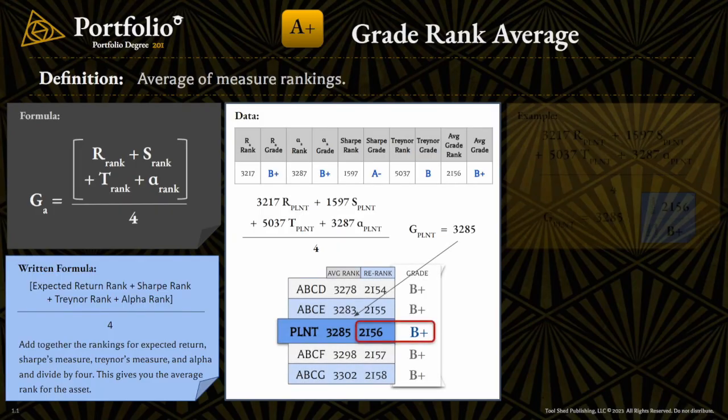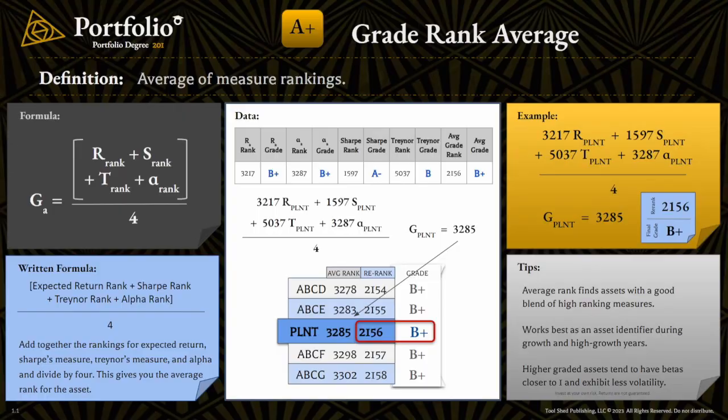So in this example, out of about 11,000 stocks, this stock ranked 3,217 for expected return, 3,287 for alpha, 1,597 for Sharpe's measure, and 5,037 for Trainer's. Now, if you take all 4 of those and you add them together and you divide by 4, you come up with an average rank of 3,285. And when we do that for every asset in the population, and then we re-rank them to arrive at every asset's average rank, this particular asset came in with a ranking of 2,156, which when placed within the new grading scale, gave it a B+.